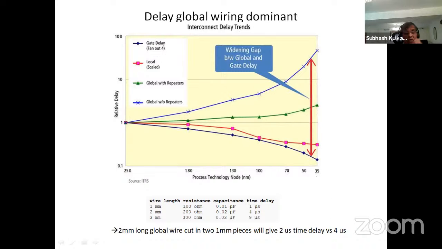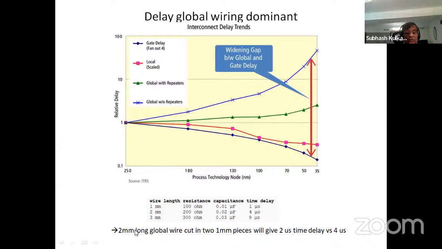Now, how does this work? If you have a 1 millimeter long line, let's say, and it has 100 ohms of resistance, its intercapacitance between two lines is 0.01 picofarad, and the delay time is about 1 microsecond. If you make this line double the length, resistance goes up twice, capacitance goes up twice, and 2 times 2, 4. So RC constant becomes 4, so you get 4 times time delay.